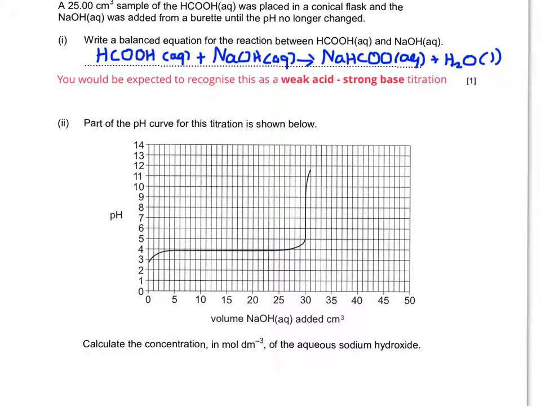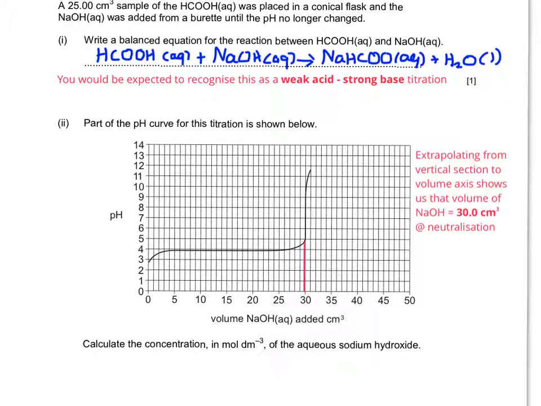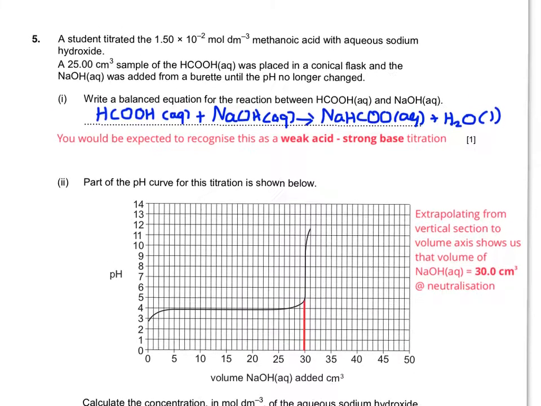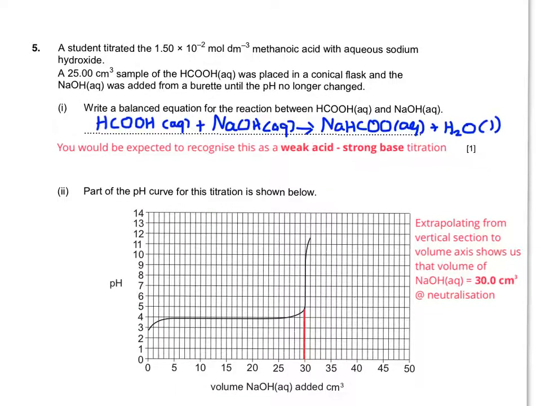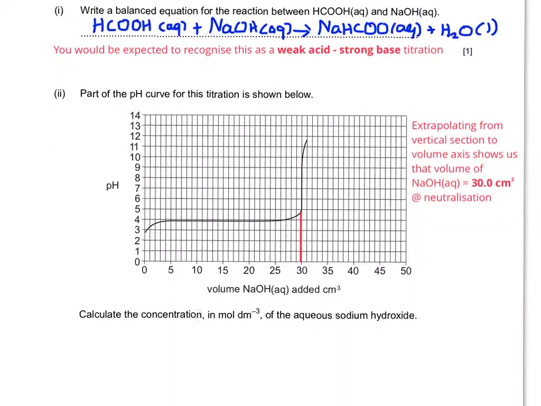they want you to calculate the concentration in moles per decimeter cubed of the aqueous sodium hydroxide. So if we extrapolate from the vertical section down to the volume axis, we know that the volume of sodium hydroxide is 30 centimeters cubed. So going back up to the top of the page, we can see that the data does not tell us the concentration. We have to work out the concentration, but what we can do is work out the moles of methanoic acid.